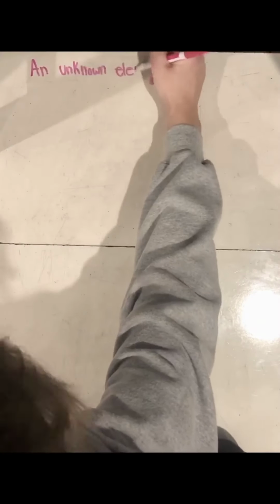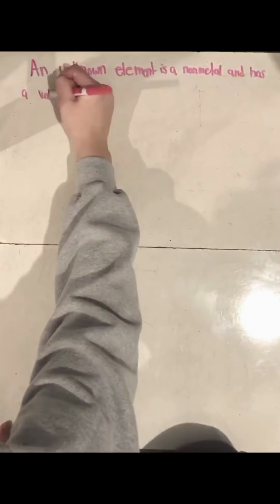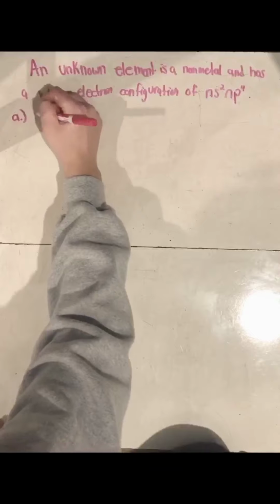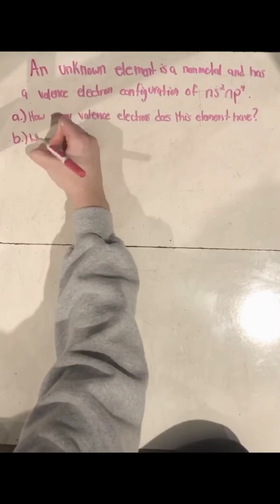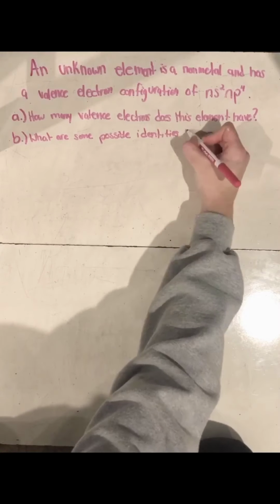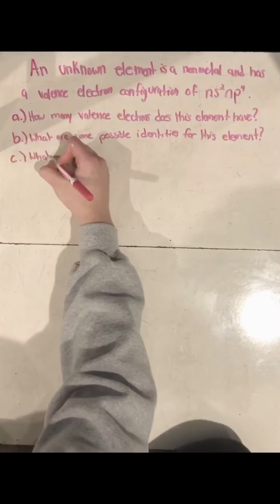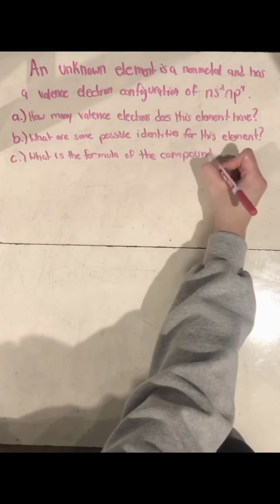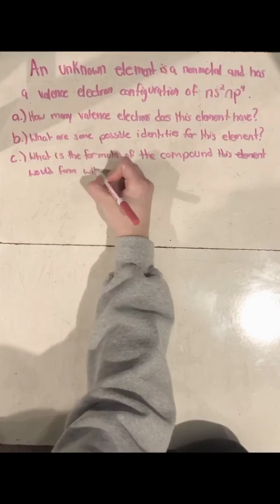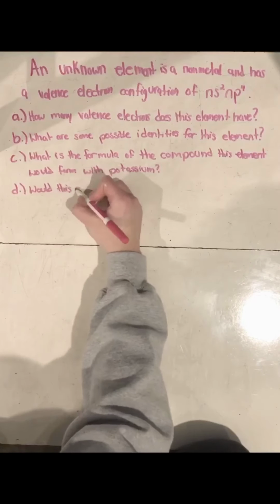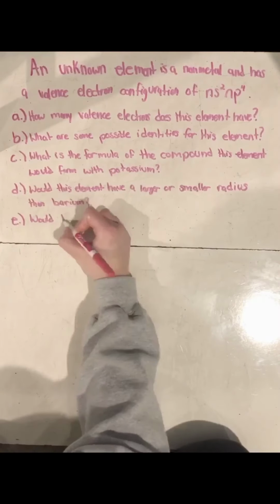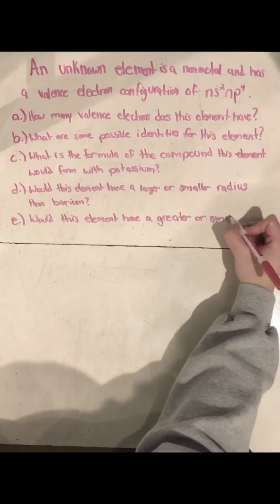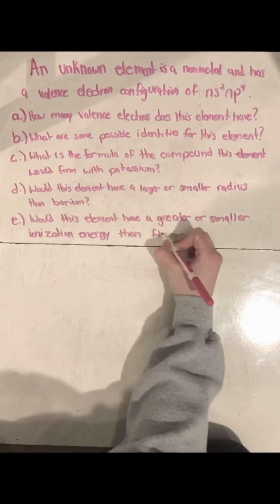An unknown element is a nonmetal and has a valence electron configuration of ns2 np4. A. How many valence electrons does this element have? B. What are some possible identities for this element? C. What is the formula of the compound this element would form with potassium? D. Would this element have a larger or smaller radius than barium? E. Would this element have a greater or smaller ionization energy than fluorine?